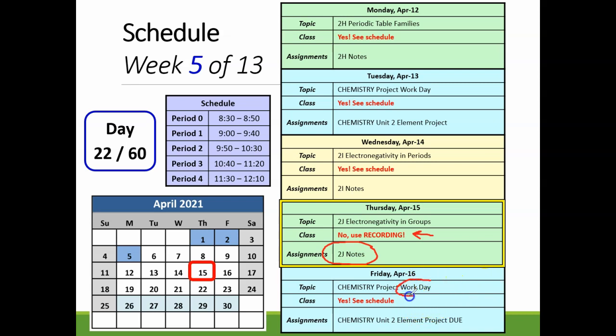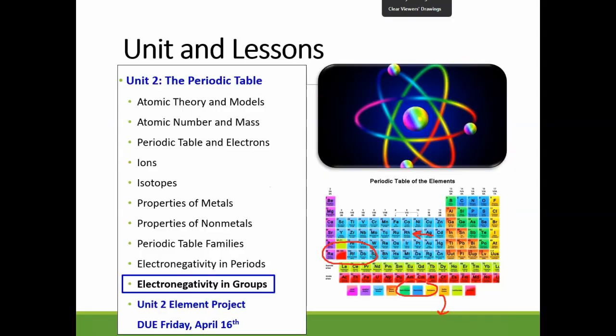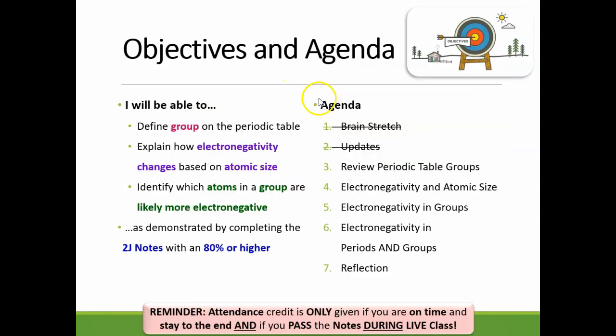Tomorrow will be a work day where we are working on the last few slides of our Unit 2 element project, and that will be due tomorrow after classes. So please make sure that you are attending class tomorrow. That way you are able to complete your Unit 2 project. Again, this is going to be our last content lesson of the unit, Electronegativity in Groups, and then tomorrow we will be finishing up our projects. The last few slides of our projects go over electronegativity, so that's why we needed to go over these lessons, and then we should be able to finish up our projects.